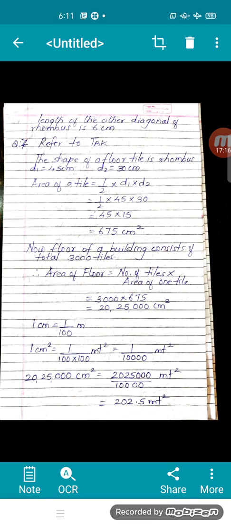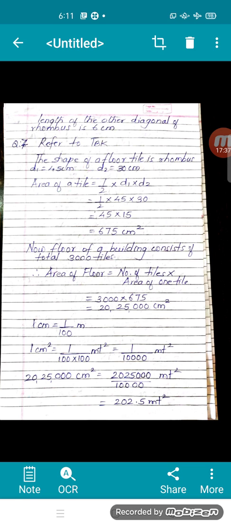The shape of a floor tile is rhombus. D1 is equal to 45 centimeter, D2 is equal to 30 centimeter. Area of tile is equal to half into D1 into D2. Half into 45 into 30 is equal to 45 into 15 is equal to 675 centimeter square.